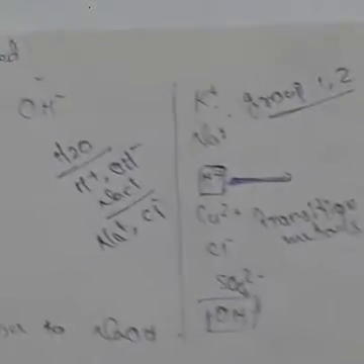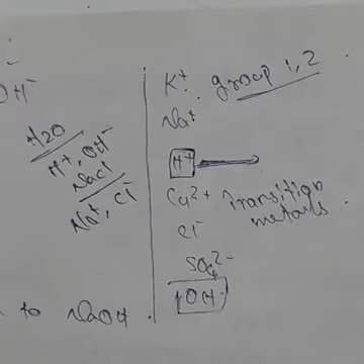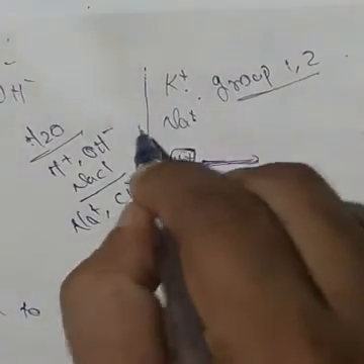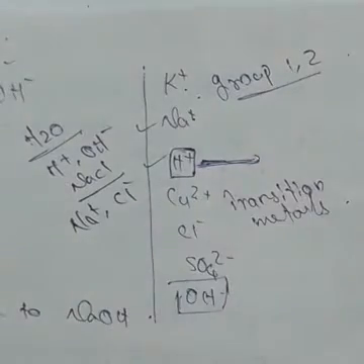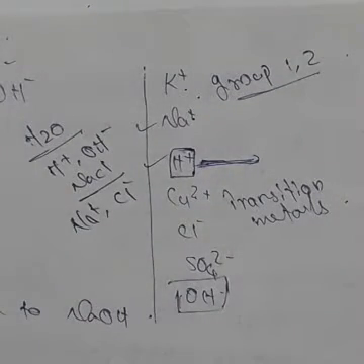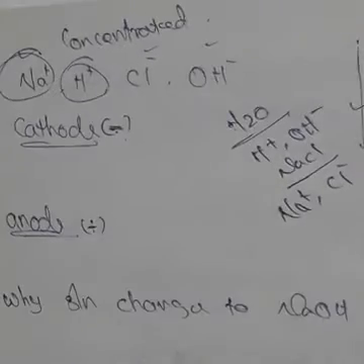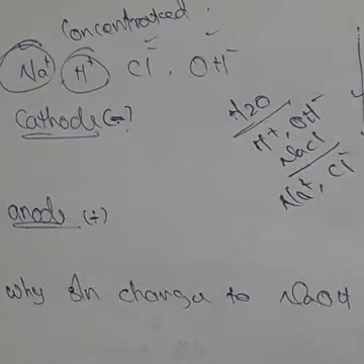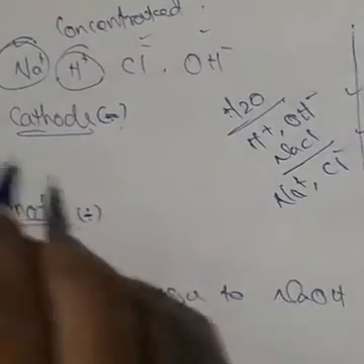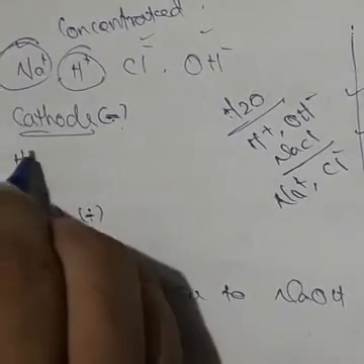So now look here, this is our reactivity series. Here we have Na+, here we have H+. So which one is the lower one? H+ is the lower one. So the lower one we have to choose. The reaction taking place at cathode is of H+, because H+ is the lower one.